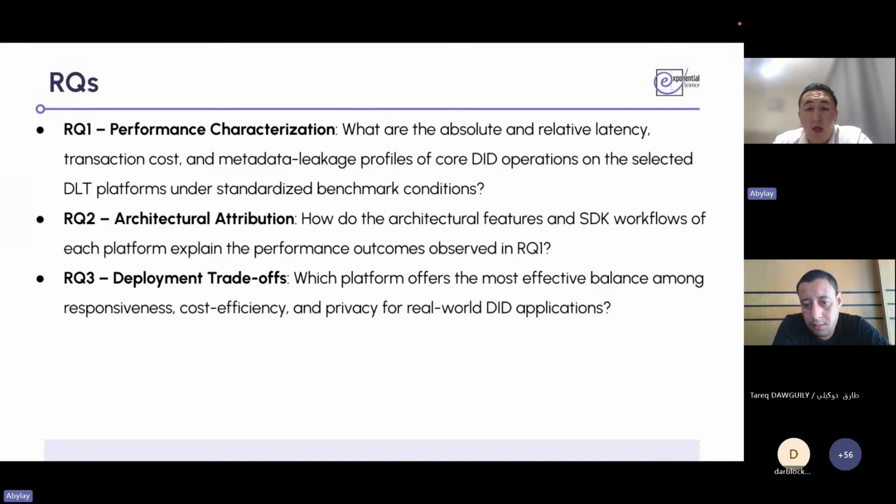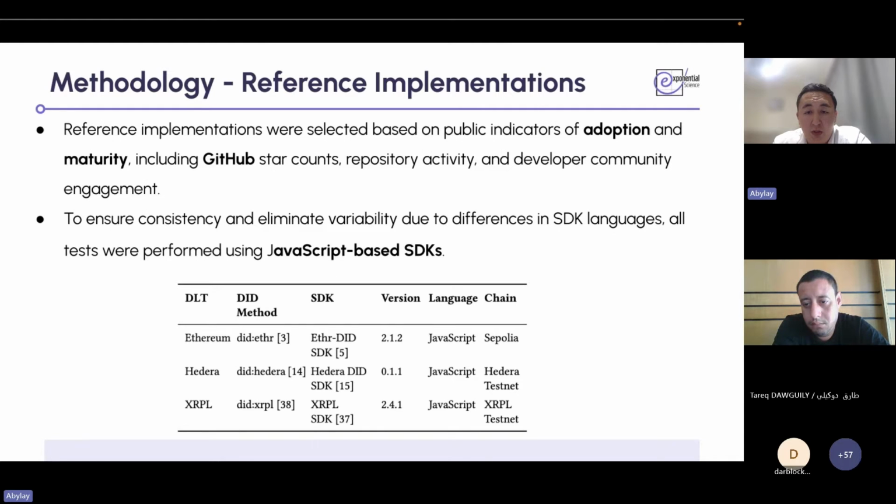in this hackathon. So for example, if you want to integrate DID, which DID system you would pick based on your needs. I will share the results and outcomes we got from this research. But before that, let's talk about the methodology.